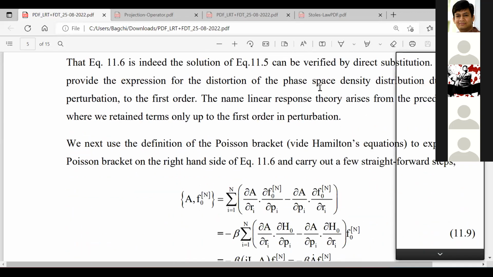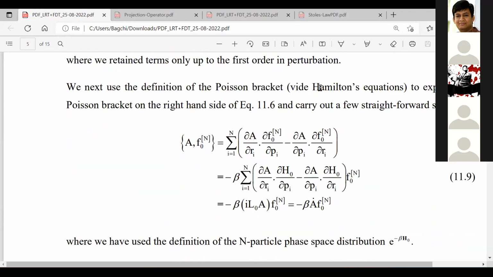So what do I do now? This F naught n, the same as I told you, is nothing but a commutator, which is the Poisson bracket, and F naught can then be shown to become minus beta A dot F naught n, because this I call the Bimen technique.